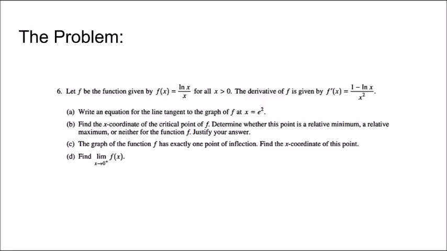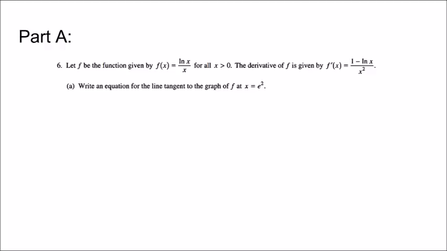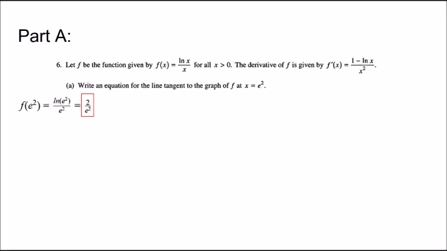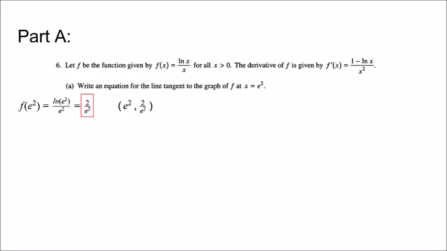answering it. Let's begin with part A, which asks us to find the equation of the line tangent to the graph of f at x equals e squared. Since this problem asks us to find the equation, we know that we will need to find a y value at some point in order to plug into the point-slope form to get our final answer. Thus, we plug e squared into f and solve, getting 2 over e squared. So our point is now e squared, 2 over e squared.